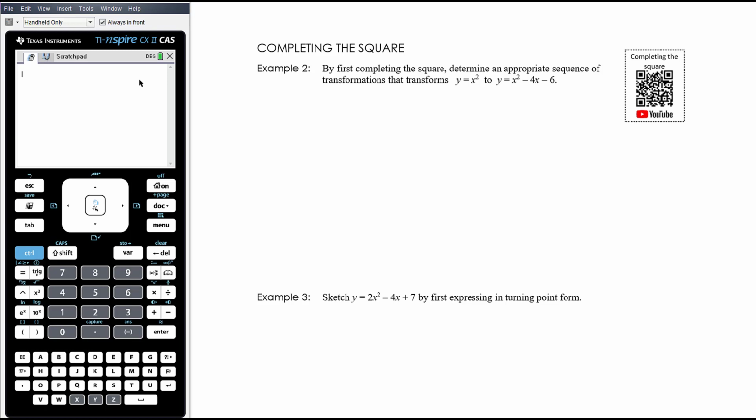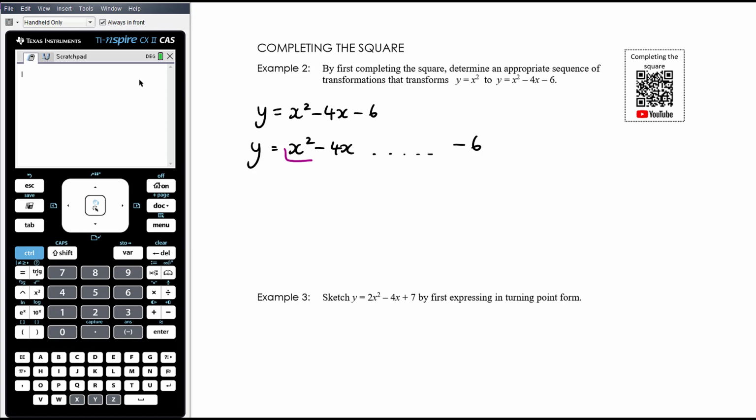Okay, so by first completing the square, determine an appropriate sequence of transformations that transforms y equals x squared to y equals x squared minus 4x minus 6. Turning point form allows us to see those transformations, so we want to complete the square. We're going to start with x squared minus 4x minus 6. Completing the square, we want to create that perfect square using the first 2 terms. I'm not going to worry about the -6, we'll just pop that over there.